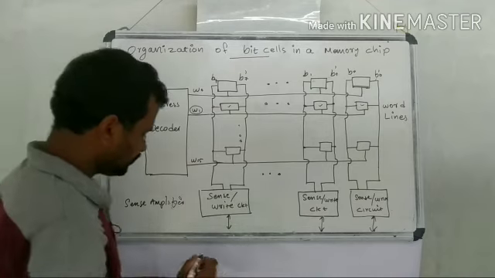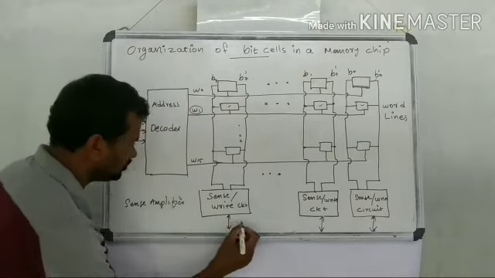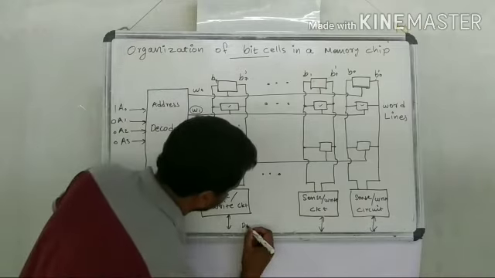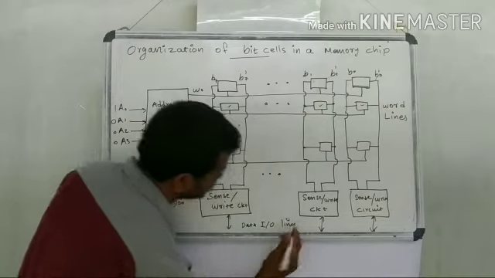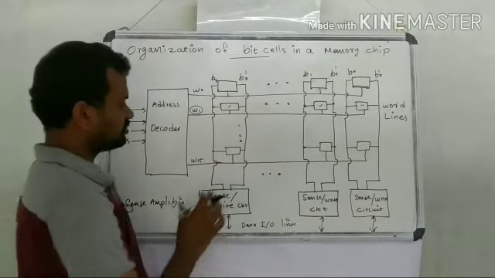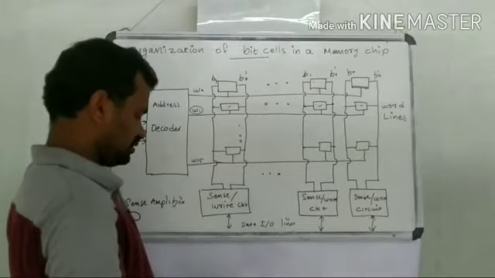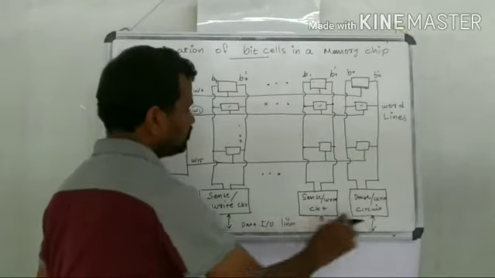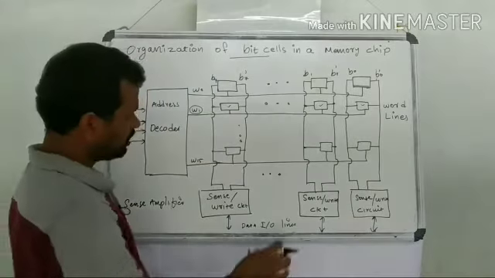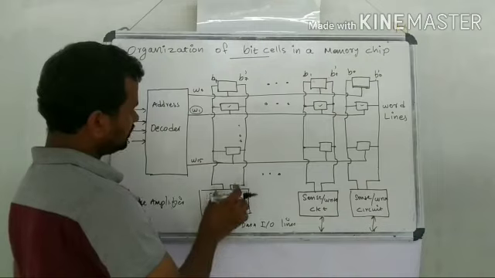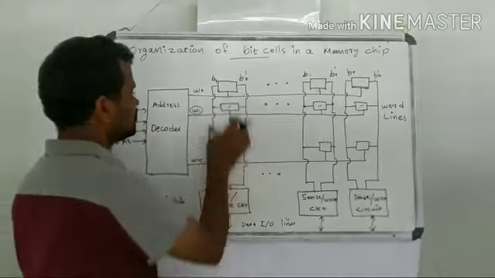These are connected to the data input output lines of the chip. So the sense write circuit will sense the content of the bit lines and that value will be given to the IO lines. Or in the case of a write operation, the value present on the data IO lines will be received by the sense write circuit and that value will be placed on the bit lines.